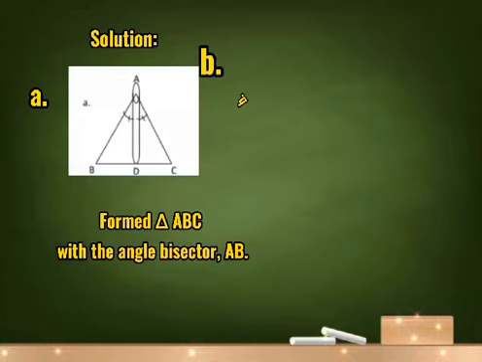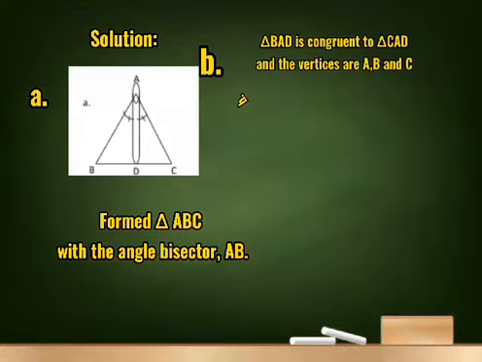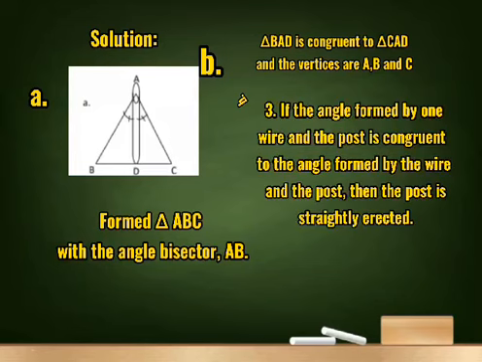Letter B. We have triangle BAD is congruent to triangle CAD, and the vertices are A, B, and C. Letter C. If the angle formed by one wire and the post is congruent to the angle formed by another wire and the post, then the post is straightly erected.